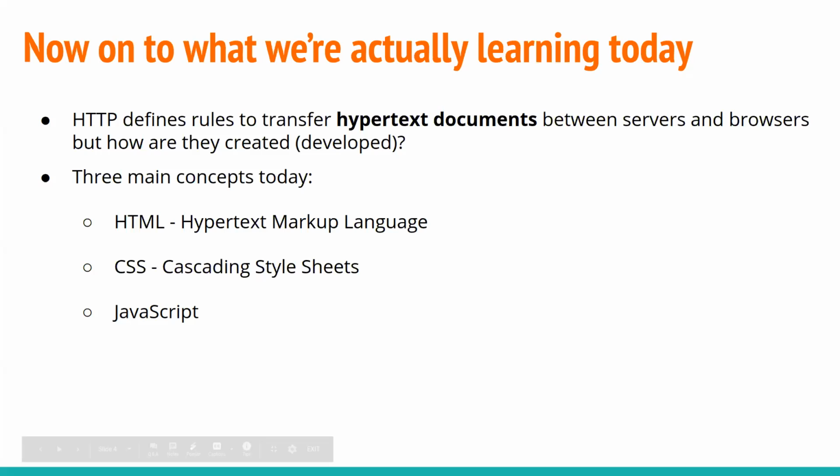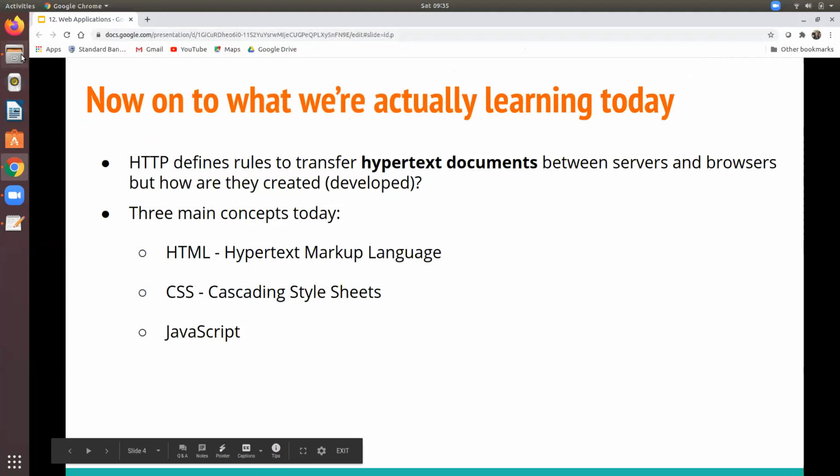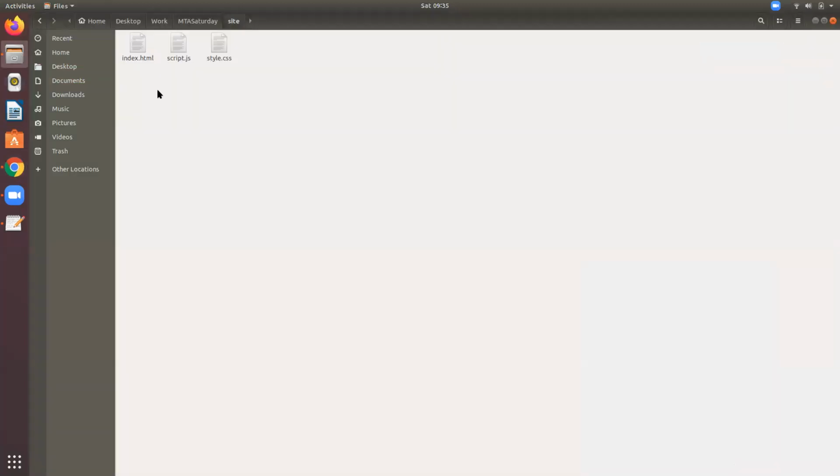And you'll notice if you look at the three files that I asked you to create over here, we have index.html. So that is the hypertext markup language. We've got script.js. So that is JavaScript. And we've got style.css. So CSS, that's cascading style sheets. So we've got these three files. In it, we are going to use those three different languages to create a simple web page.